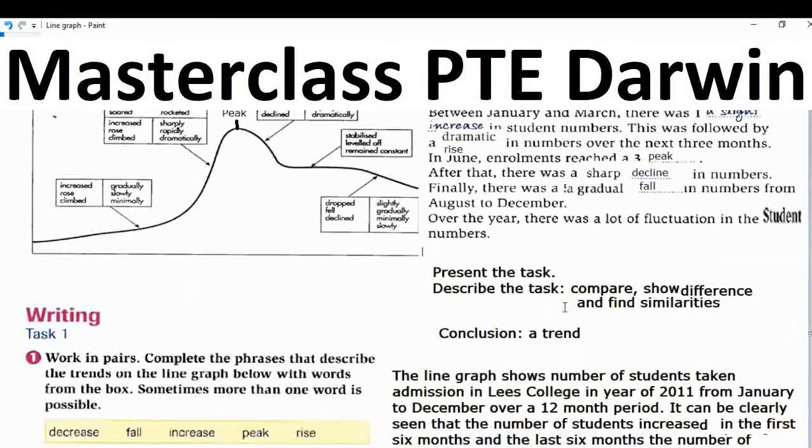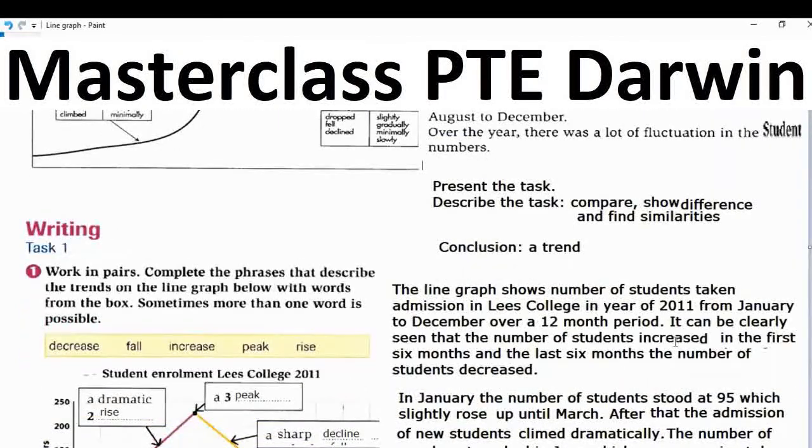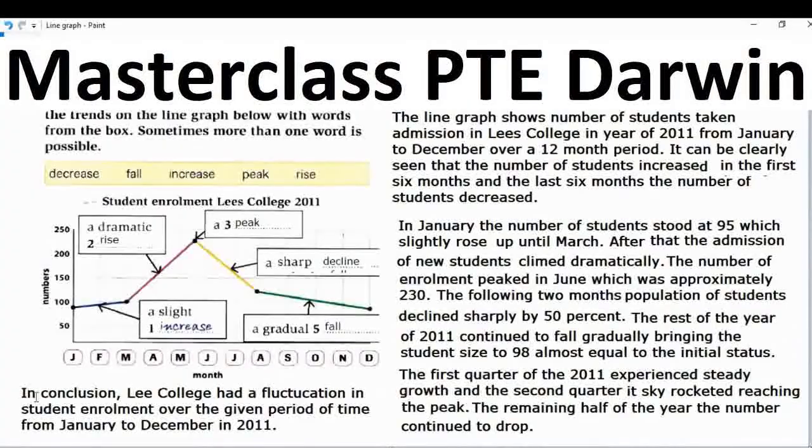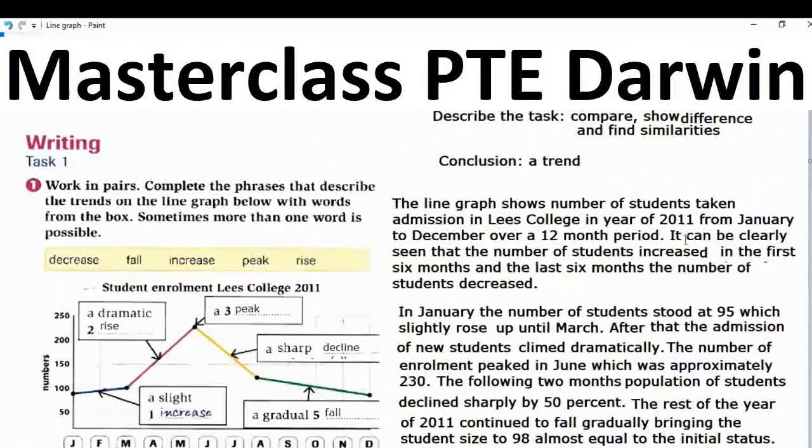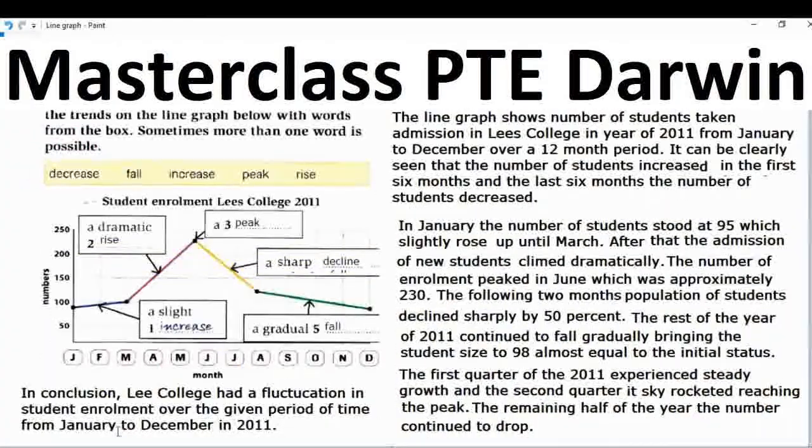So overall, you need to have a trend in your writing. So some people say you don't really need to provide a conclusion in writing task one. It's not mandatory. If you can provide a very good general trend in the beginning or at the end, that will be enough. But it's not a bad idea to give an overview in the conclusion, or an overview in the introduction, and a general trend at the end.